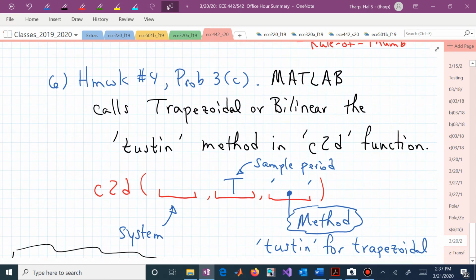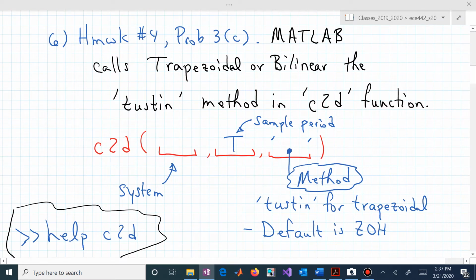And the last question concerned the trapezoidal discrete equivalent in MATLAB, and actually this C2D function inside MATLAB, you can make it perform many different kinds of zero-order hold operations depending on the method you insert in the third argument of the C2D function. The first argument is the system, the middle argument is the sample period, and the third argument is the method.